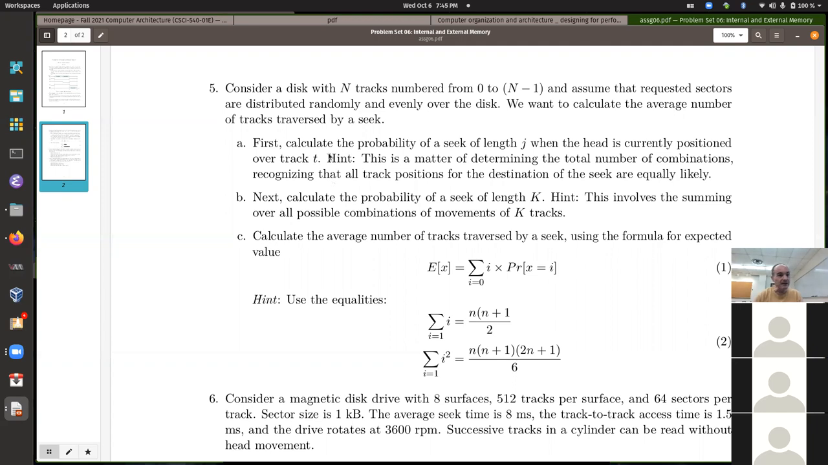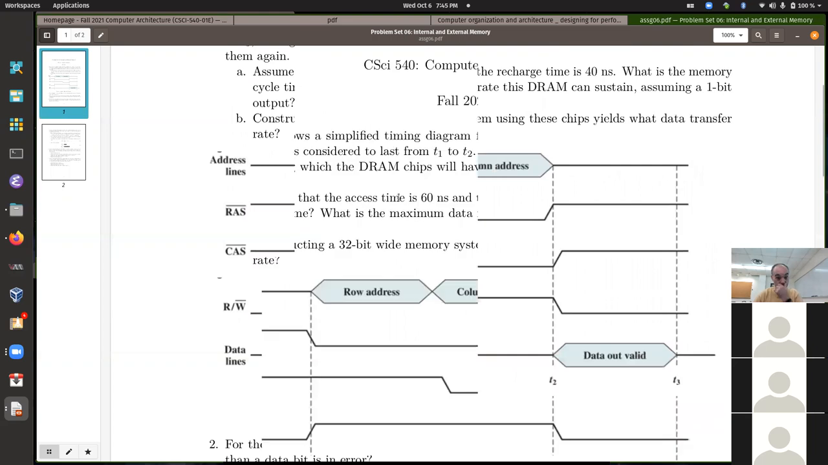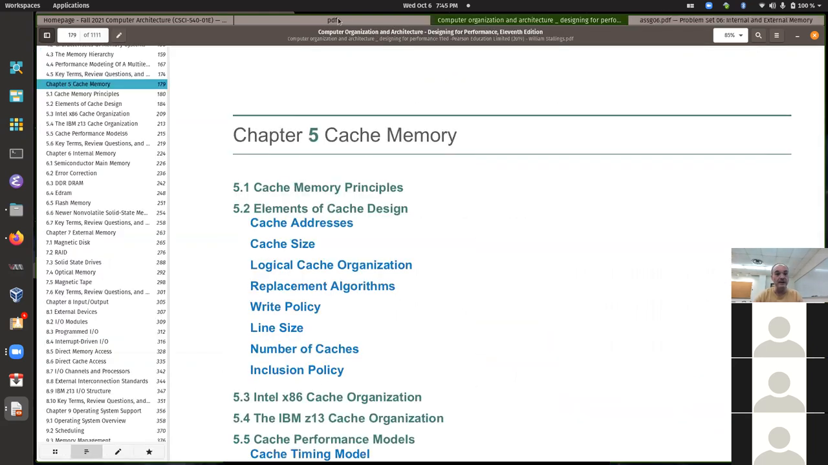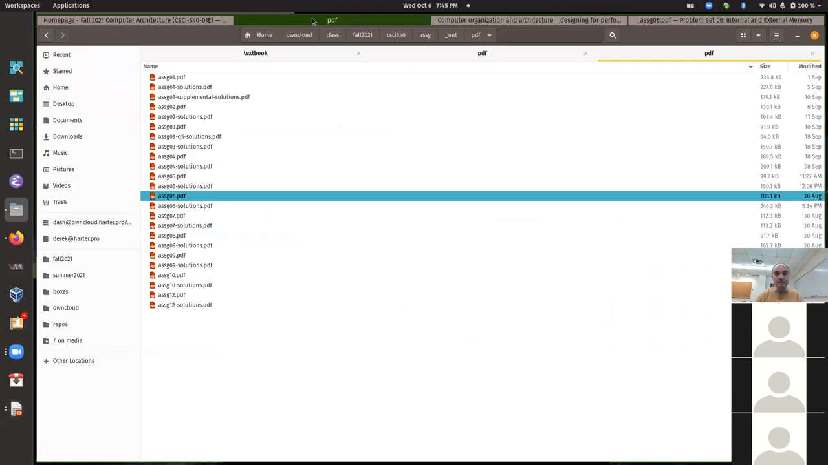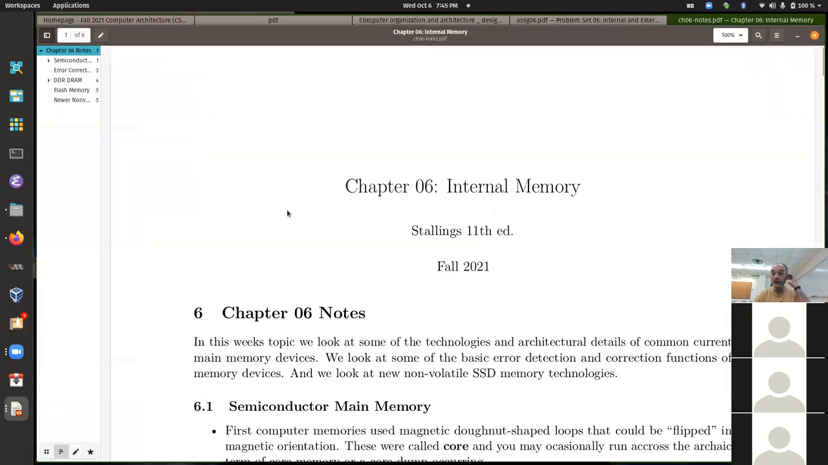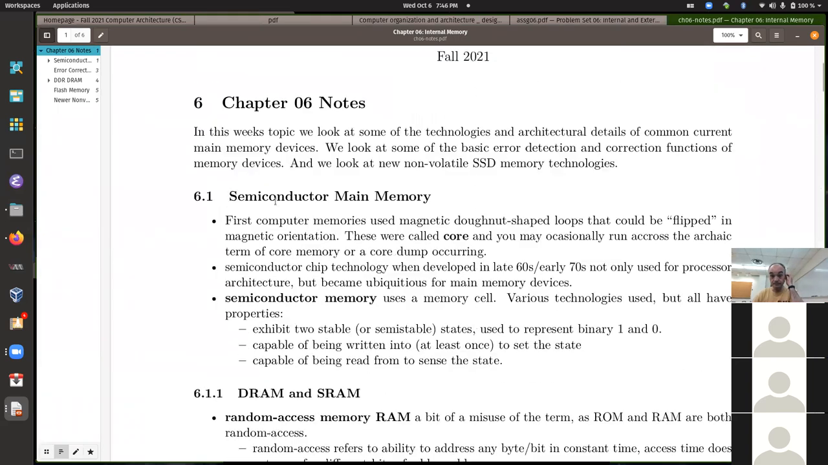But I'll come back to assignment 5 or problem set 6 with some more hints in a bit here. I thought I'd go over the materials first here. Yeah, maybe I'll use my notes this time.